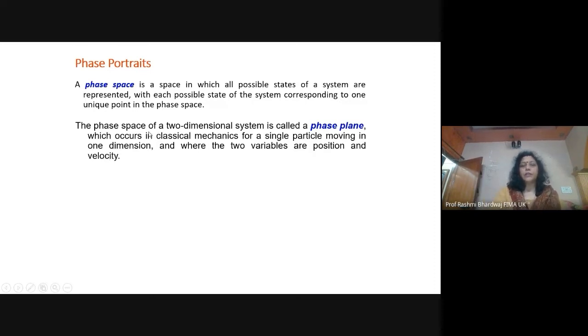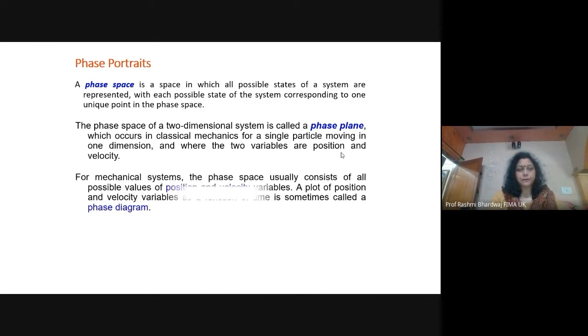So basically, what is the phase space? Explained in a simple manner, it is the graph between position and velocity, or you can say the plot of x and x dot is known as a phase plane. There you are not taking time. Time is there, but it is a silent feature. So you are plotting between x and x dot. The graph or plane is known as a phase plane.